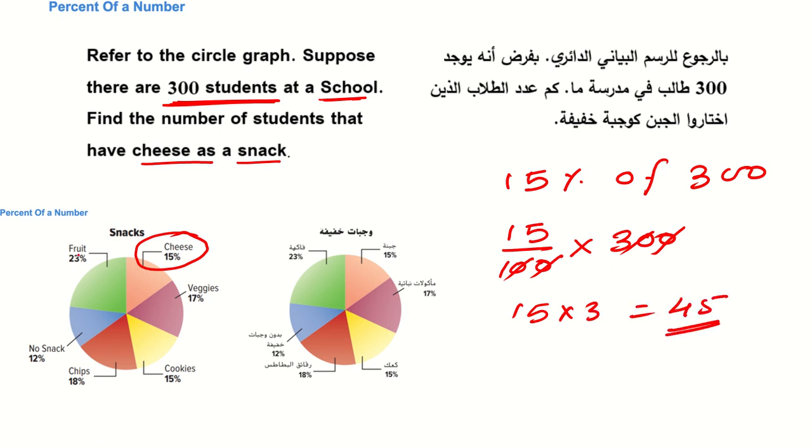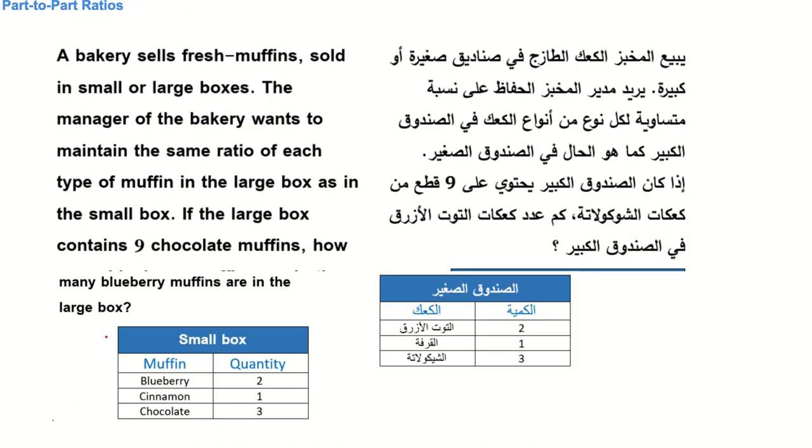Now again I suggest you find all these numbers: fruits, how many students; no snacks, how many students; chips, how many students; cookies, how many; and veggies, how many students. Okay. Now the next question can be: a bakery sells fresh muffins in small or large boxes. Now you see in the table they have given the values for small, and we have to find them for large. So we'll see what we have to find. The manager of the bakery wants to maintain the same ratio of each type of muffin in the large box as in the small box.